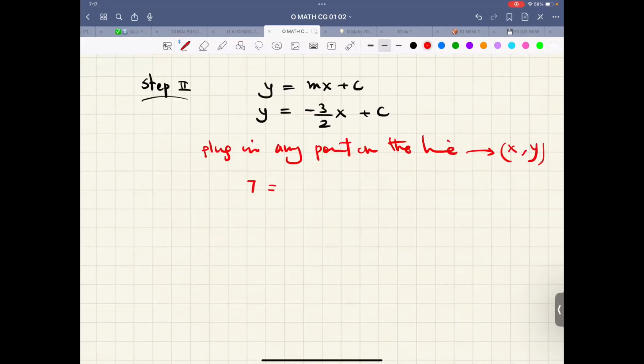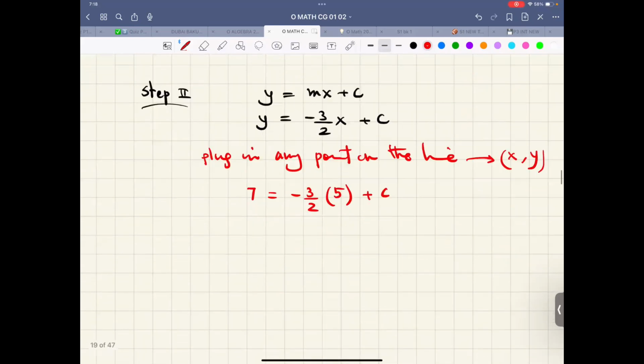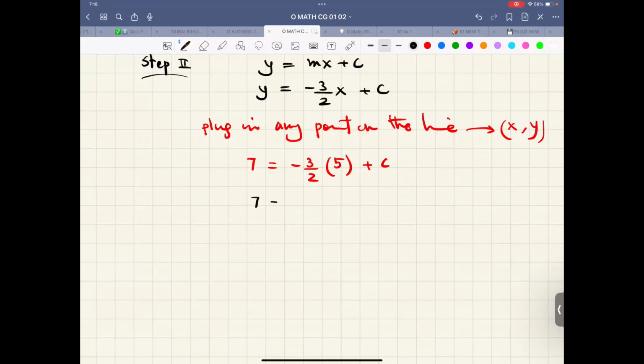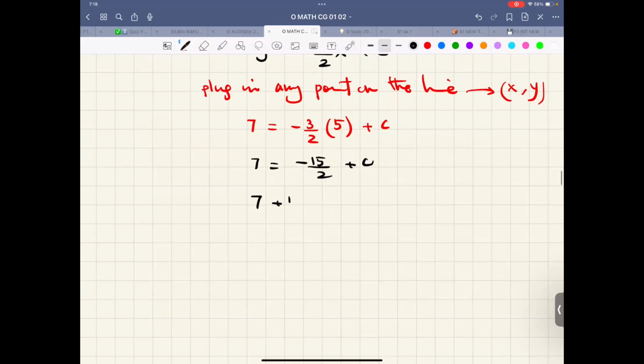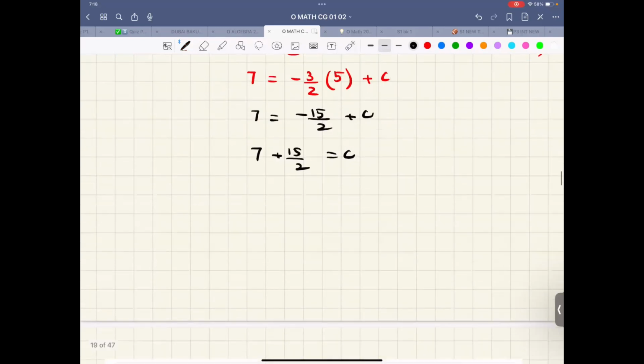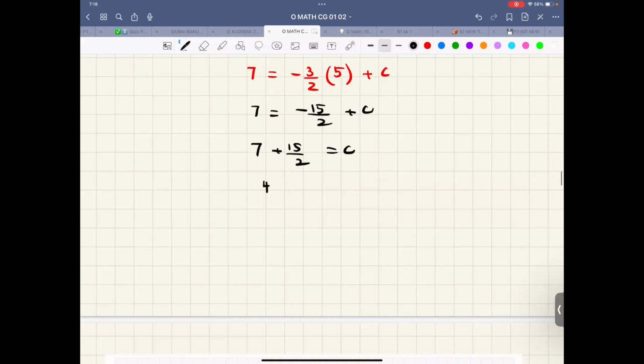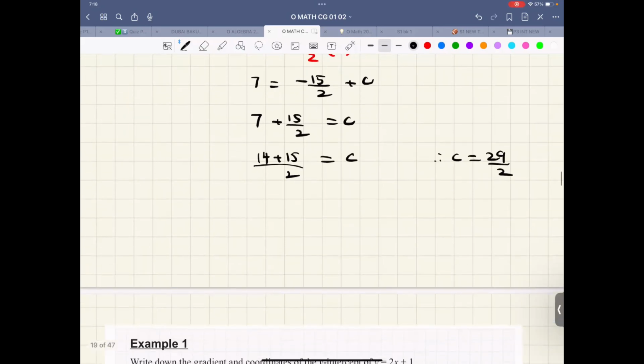So 7 is y. This is negative 3 over 2. x is 5. And this is c. Let me double check. Yes, that's (5, 7). So simplify: 7 equals negative 15 over 2 plus c. 7 plus 15 over 2 is equal to c. 2 sevens are 14. 14 plus 15 over 2 is c. Therefore, c is 29 over 2. Therefore, y equals mx plus c: y equals minus 3 over 2 x plus 29 over 2.